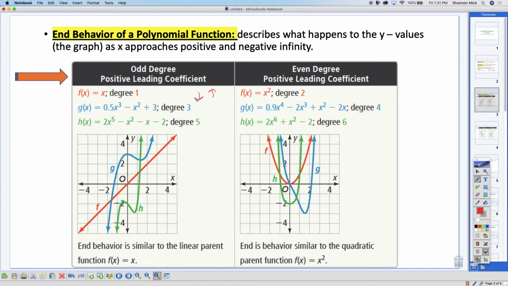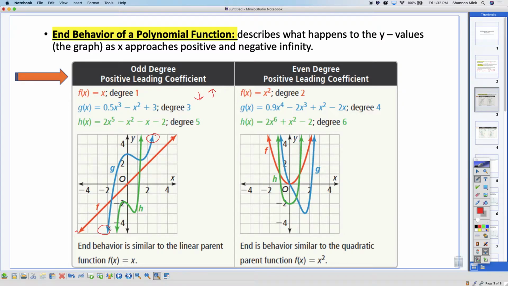What is the degree of just x? It's 1. Is that odd? Yep. And what's the leading coefficient of x? 1. Is that positive? Yes. So it's odd positive, so it ends going up, which means it started going down. 3 is odd. Is 0.5 positive or negative? Positive. So it ends up and starts down.